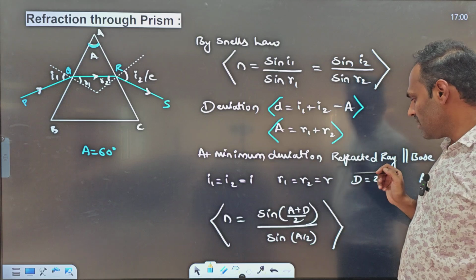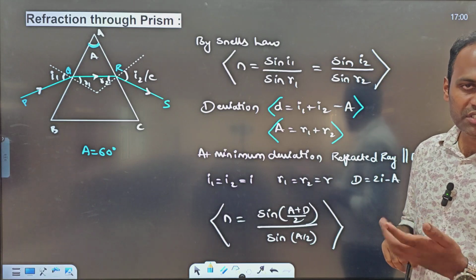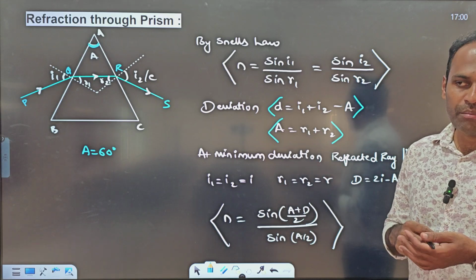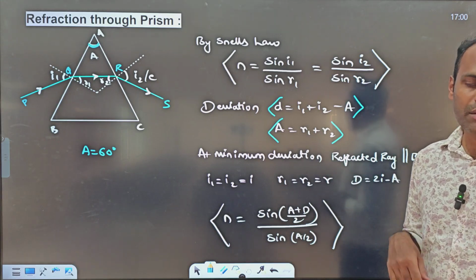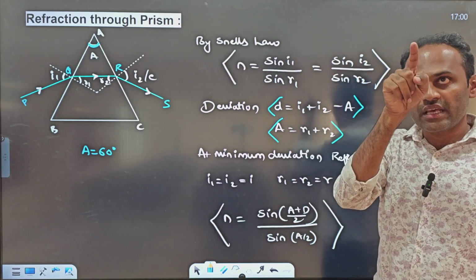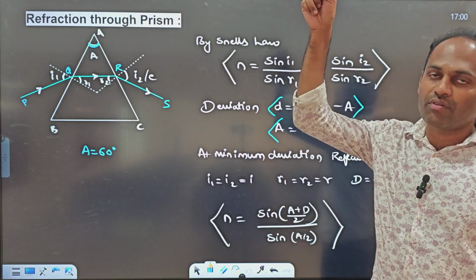At minimum deviation, note that the deviation is not minimum for every angle. There will be one angle of incidence at which the deviation will be minimum. In practicals you would have drawn a graph for the prism experiment. It will come like this. So first the deviation will decrease, it will reach a minimum, and then it will increase.